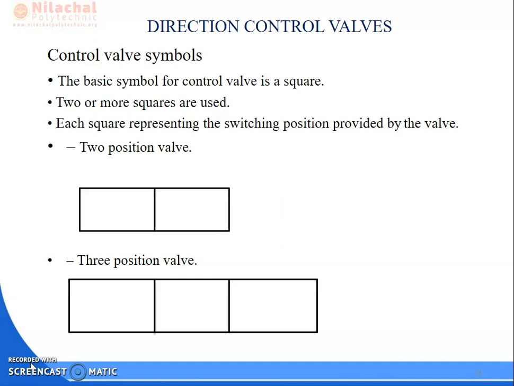In a directional control valve, we will see what the symbol is. The basic symbol for a control valve is a square. Two or more squares are used, each square representing a switching position provided by the valve. Two positions, two squares; three positions, three squares, as you can see here.